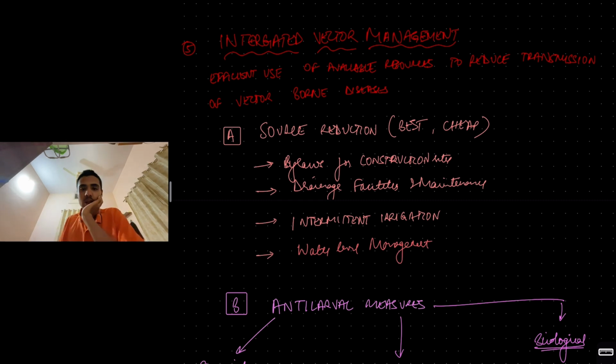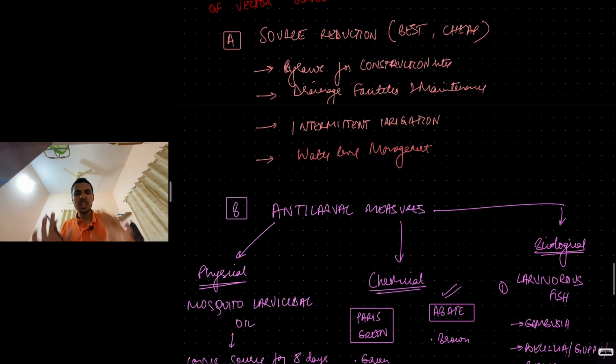Okay, so what is IVM, Integrated Vector Management? The efficient use of all the available resources to reduce transmission of vector-borne diseases. Then the best method to control vector-borne diseases is to reduce the source itself. What is the source? The breeding area, basically the stagnant water.